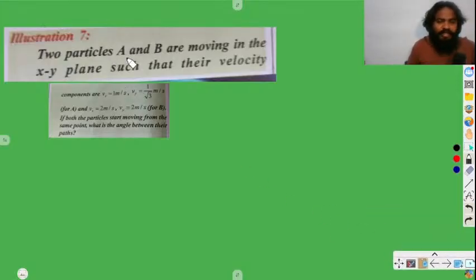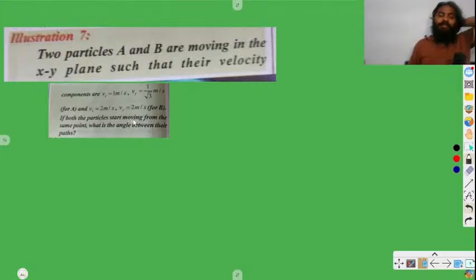Two particles A and B are moving in the xy plane such that their velocity components are Vx equals 1 meter per second, Vy equals 1 by root 3 meter per second for A, and Vx equals 2 meters per second, Vy equals 2 meters per second for B. If both the particles start moving from the same point, what is the angle between their paths? So they are asking the angle between their paths.